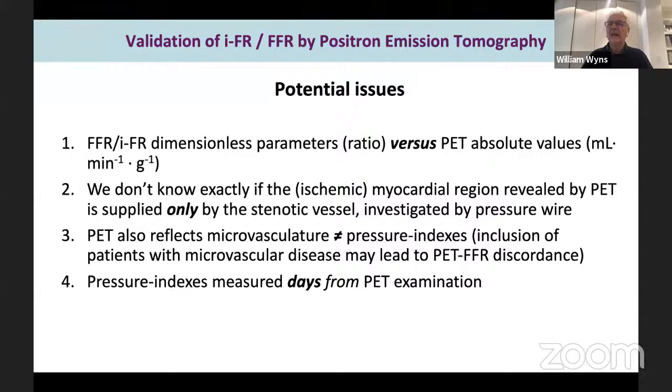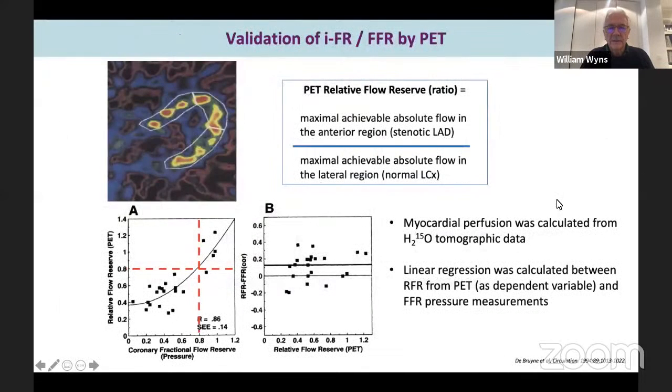And finally, in any study that you do, you will have your patient in the cath lab, and several days before or after you'll do the PET examination. So it's not simultaneous and you can expect variation there. So what has been done is two studies, basically, only two studies.